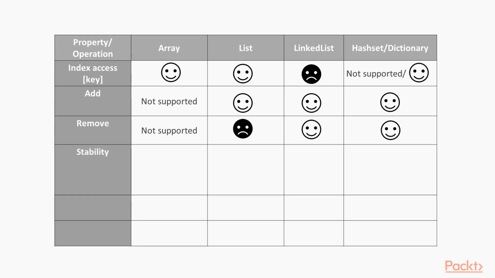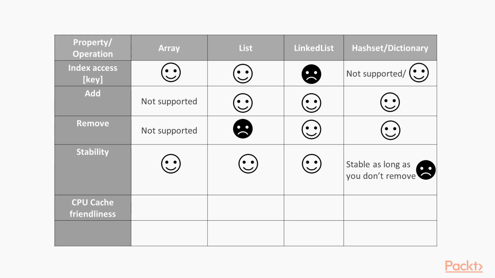By stability, we refer to the order of the items, such as whether adding or removing changes the order of elements. In the array case, we can replace an element in the given bucket and that will still keep the order as is. In the list case, we can add and the order of the elements will be retained. Linked list is the same as list. In the case of Hashset, it keeps the order as long as you don't remove. However, once you start to remove elements, then the order is nondeterministic. In the case of dictionary, also we cannot speak about stability.